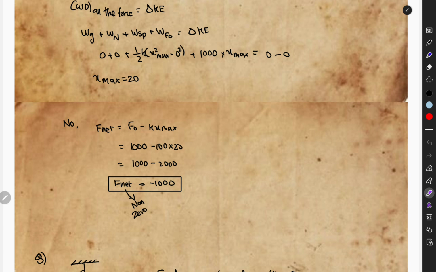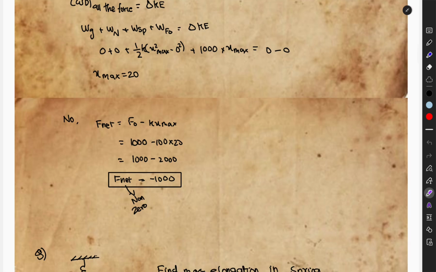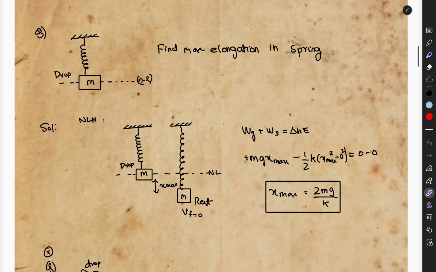Which means F net is not equal to 0. When F net is not equal to 0, it is not in equilibrium. Okay, the next question: find the maximum elongation in the spring.